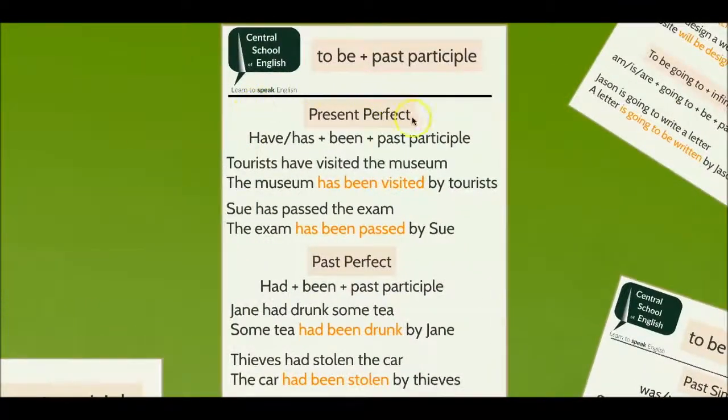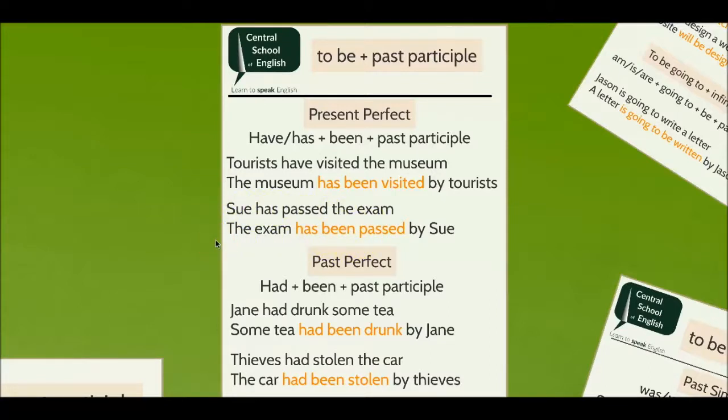To change a present perfect active voice sentence into a passive voice sentence, we use have been plus the past participle of a main verb, or has been plus the past participle of a main verb. For example, the present perfect active voice sentence "tourists have visited the museum" becomes "the museum has been visited by tourists" in the passive voice. The present perfect active voice sentence "Sue has passed the exam" becomes "the exam has been passed by Sue" in the passive voice.